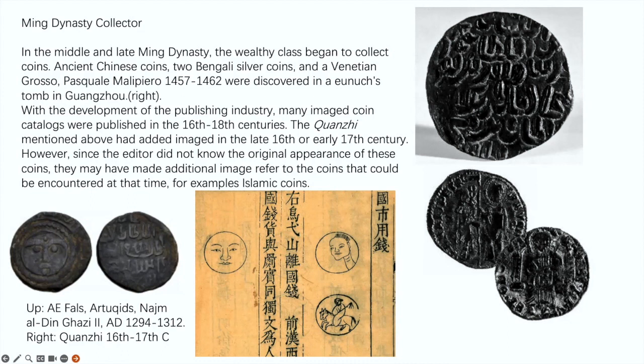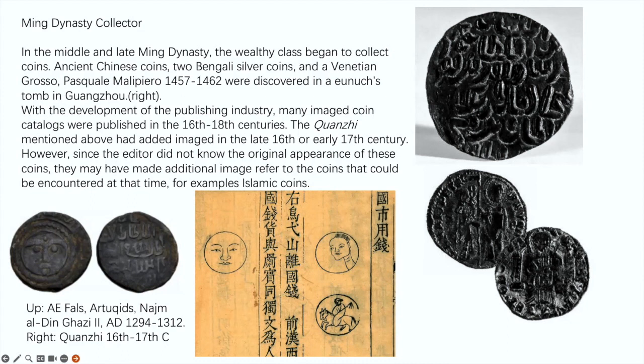So that's what happened in the Ming Dynasty. And on the right, there are two coins that were found in a tomb. One is a Bengal silver coin. The other one is a very rare Venetian grosso.